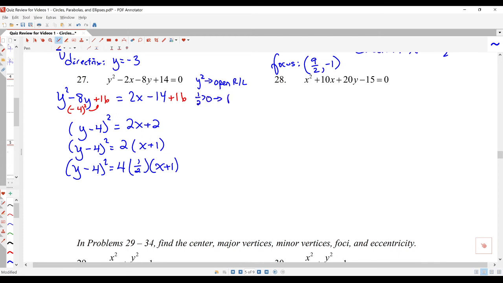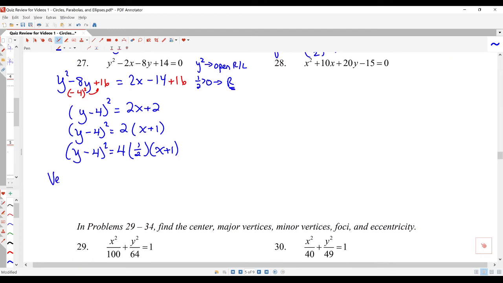Because p is greater than 0, then we know it is to the right. So therefore, my vertex, negative 1, 4. Again, be careful with the x and y. My focus is going to be 1/2 to the right of this point. So 1/2 to the right of negative 1 is negative 1/2. And the directrix is going to be 1/2 to the left. So it's going to be x equals, since it's the x coordinate that's changing, and 1/2 to the left of the vertex takes me to -3/2.